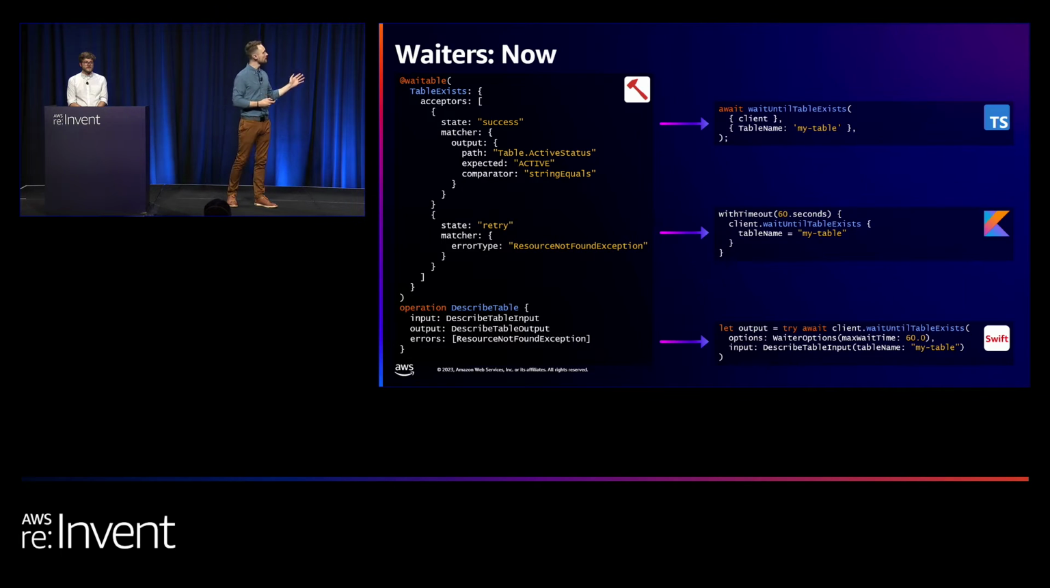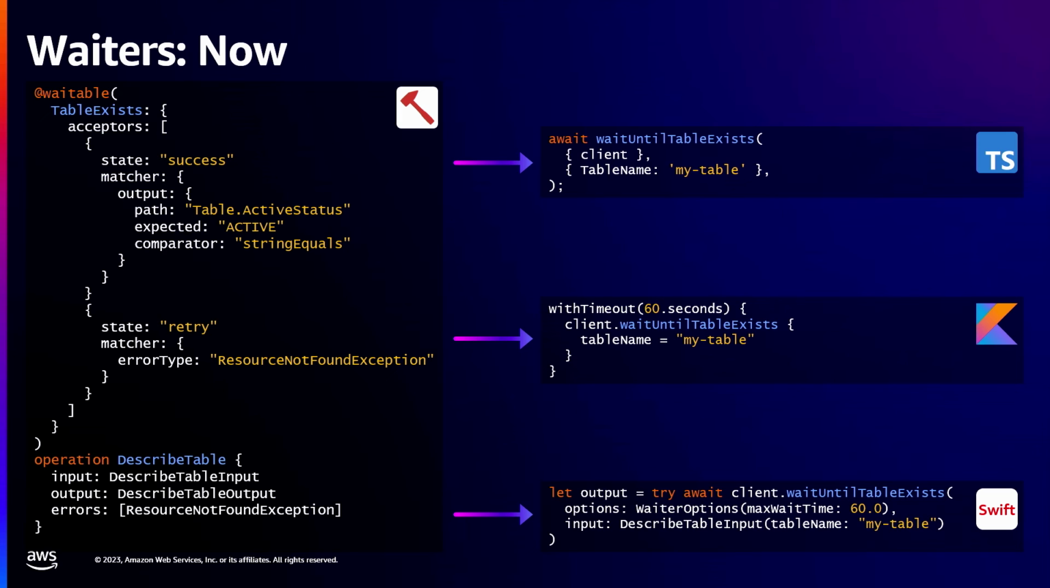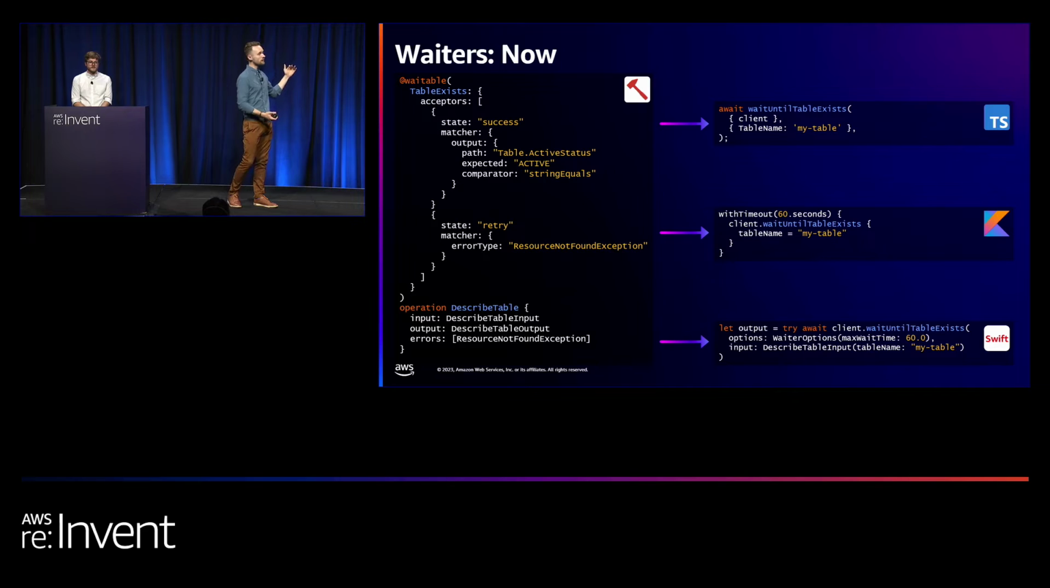As with everything else in Smithy, this gets code generated into our SDKs so that clients can use them with a minimal amount of boilerplate. Here are examples in TypeScript, Kotlin, and Swift of invoking the waiter that was the same waiter we saw on the previous slide. You can see that we've shrunk the amount of code necessary in your application from 20 plus lines down to just 4 or 5. And those 4 or 5 lines are much simpler to read and to reason about what's happening than that larger block of text.